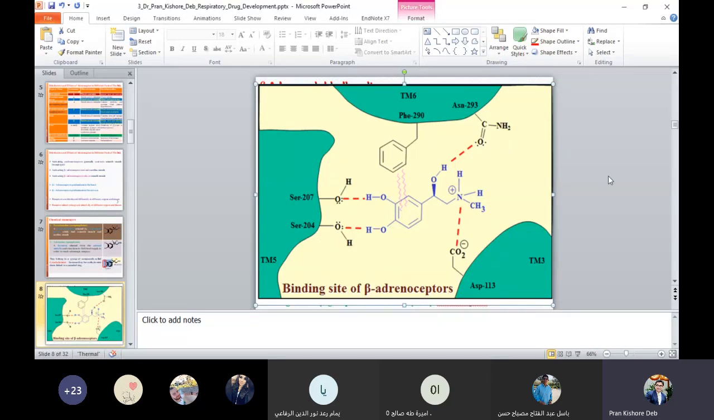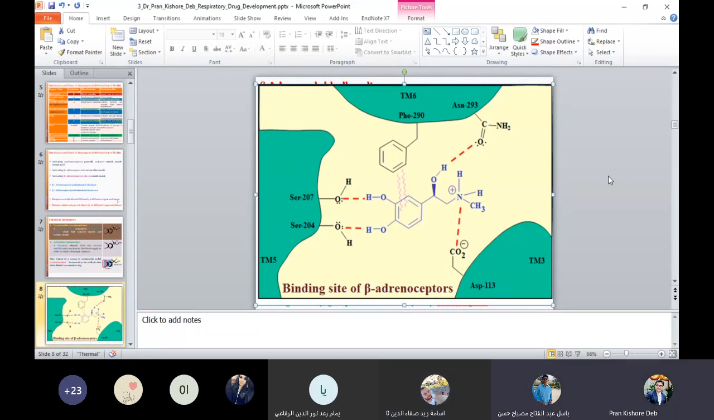Okay, let me ask 2 questions. First of all, how many binding interactions? And second, how many types of interaction do you see? 5 interactions and 3 types of interaction. What are those 3 types? The one between nitrogen and oxygen. The one between hydrogen and oxygen. And there is one between the 2 cycles.